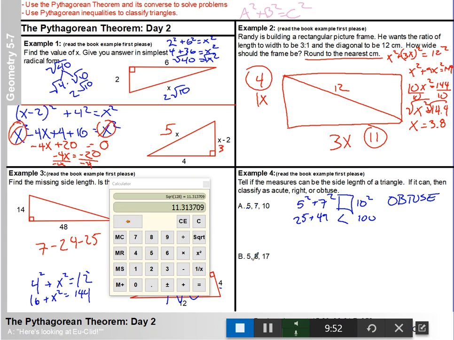Well, let's try B. 5 plus 8 is only 13. Is 13 bigger than 17? No. It is not bigger than 17. This does not make a triangle. The nerve of them trying to give us a triangle. It's not going to be a triangle. So can it be acute, right, or obtuse? No, it's not even a triangle.